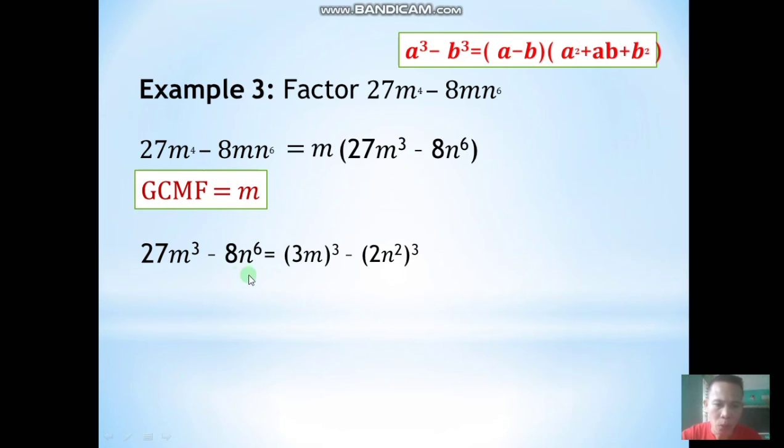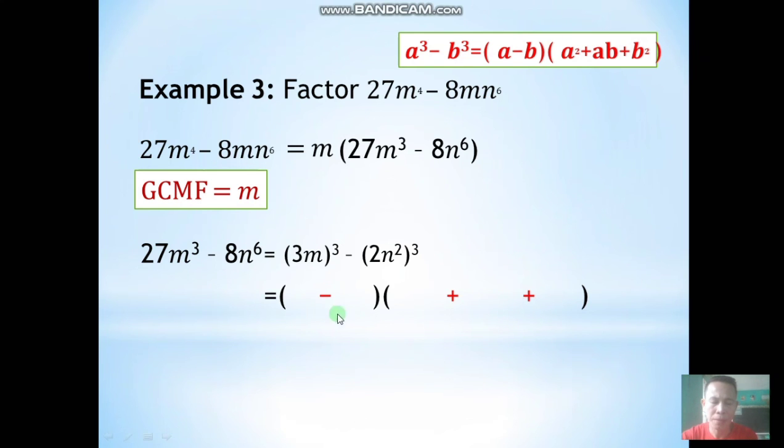That is also the same with 8n raised to 6. So, quantity 2n squared raised to 3. So, meaning to say, this base is being multiplied by itself 3 times. So, 2 times 2 times 2, that is 8. Then n squared times n squared times n squared, that is n raised to 6. Alright? So, we can now apply this formula. Draw two blank parentheses. Of course, the same operation.